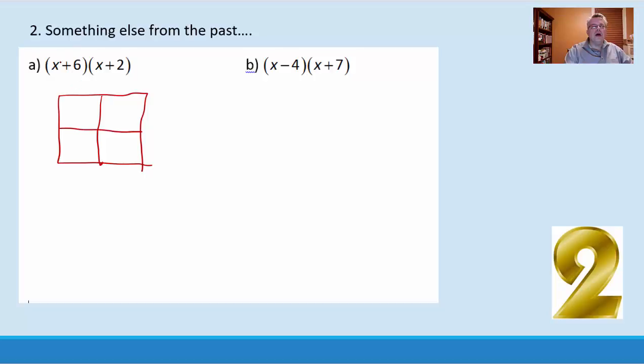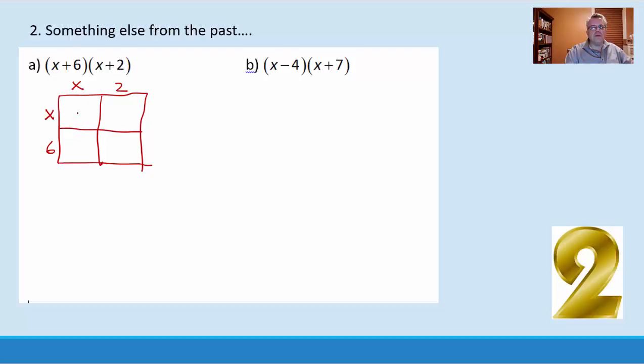All right, so x plus 6, we're going to put an x here and a 6 here. X plus 6 is the width of the rectangle I drew. And x plus 2, I'm going to make that the length here. And what we have is just an expression for the area. X plus 6 times x plus 2 is the area of this. Okay, we're going to find it a different way.